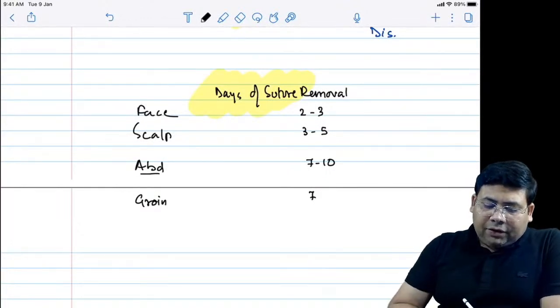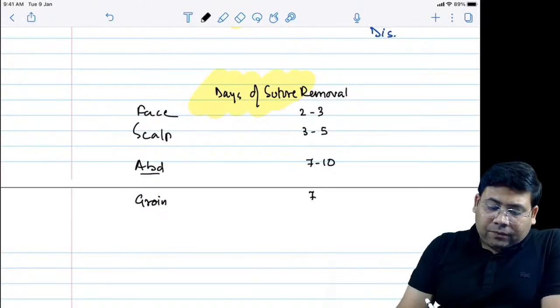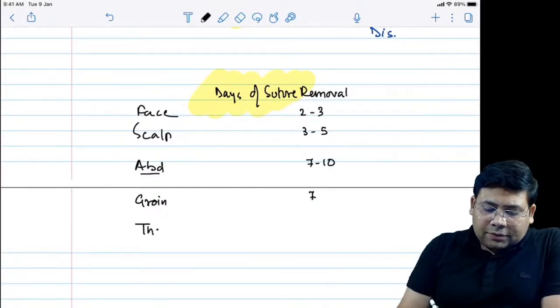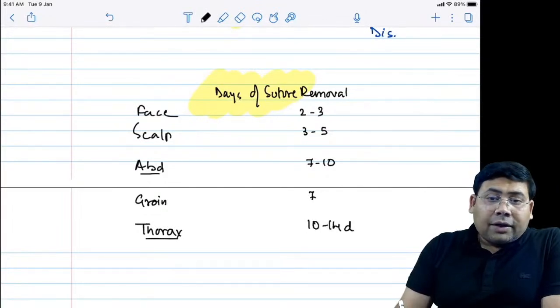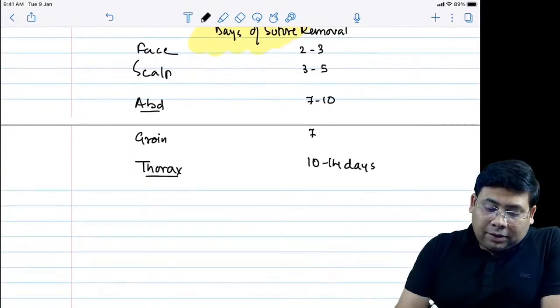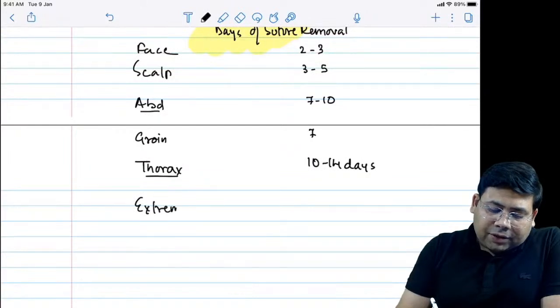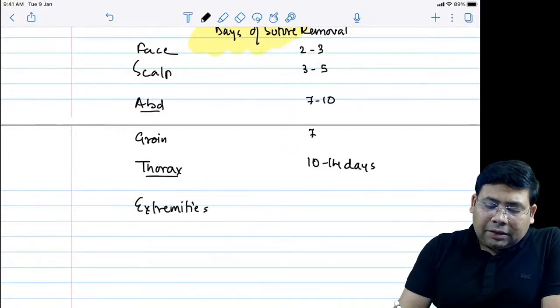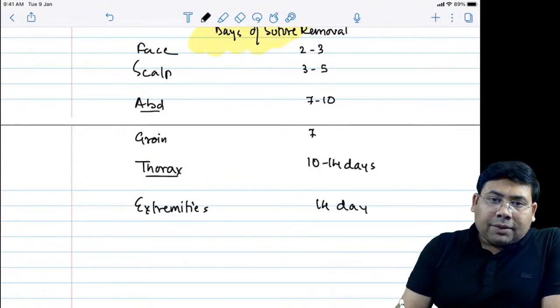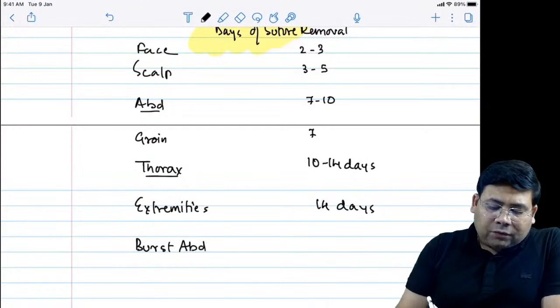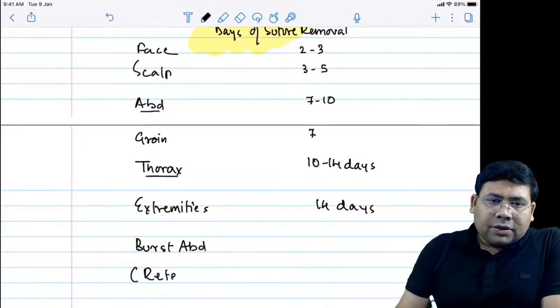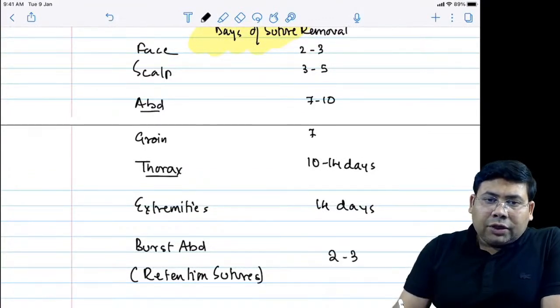What else? Then we have thorax, 10 to 14 days. Extremities, 14 days. Burst abdomen, we place what sutures? Retention sutures. How many days, students? The answer is 2 to 3 weeks.